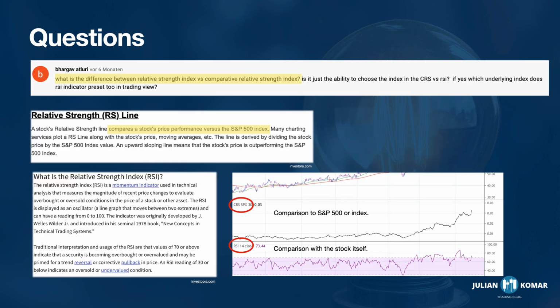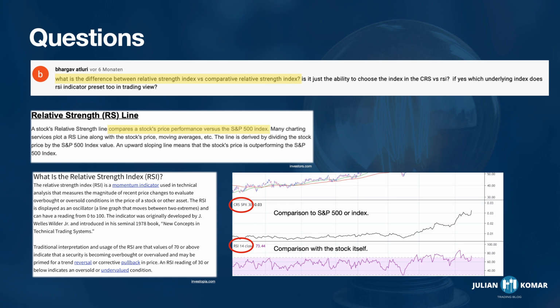All right, another question also about the RS line. What is the difference between the relative strength index and the comparative relative strength? This is something a lot of people are confused by. The RS line has nothing to do with the relative strength index. The relative strength line, RS, is something totally different from the RSI. You can Google both things, and you get the answer very simply from Google and from websites.